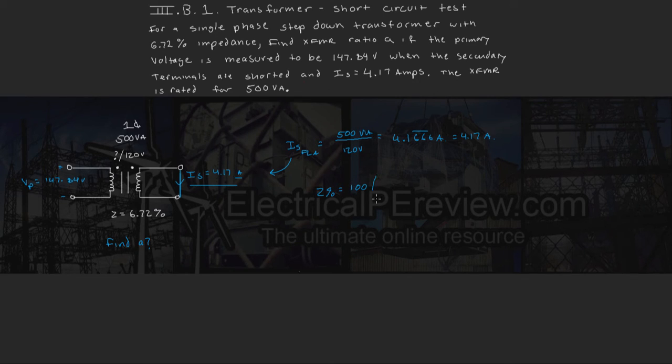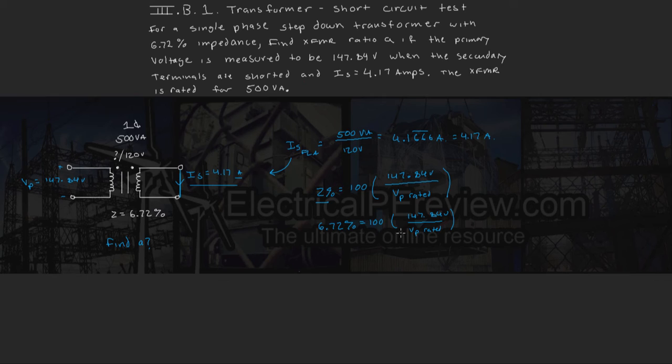100 times our primary voltage at our short circuit value, 147.84 volts, divided by our primary rated voltage, which we don't know. However, we know our percent impedance, so we can set this equal to 6.72% equals 100 times 147.84 volts divided by our rated primary voltage.